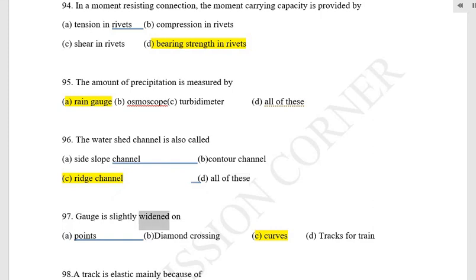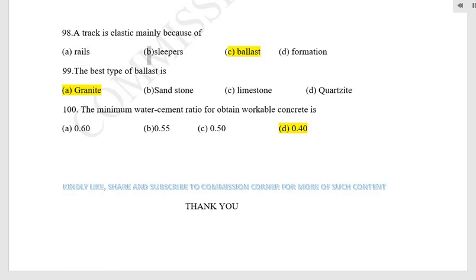97. Gauge is slightly widened on A. Points, B. Diamond crossing, C. Curves, D. Tracks for train. 98. A track is elastic mainly because of A. Rails, B. Sleepers, C. Ballast, D. Formation. 99. The best type of ballast is A. Granite, B. Sandstone, C. Limestone, D. Quartzite.